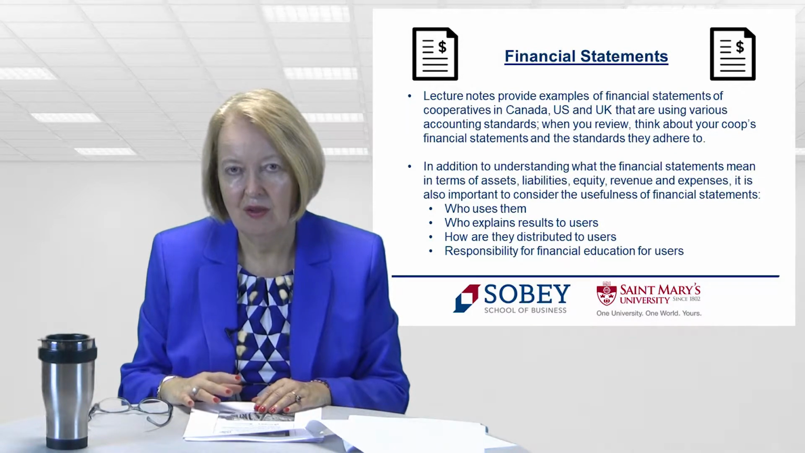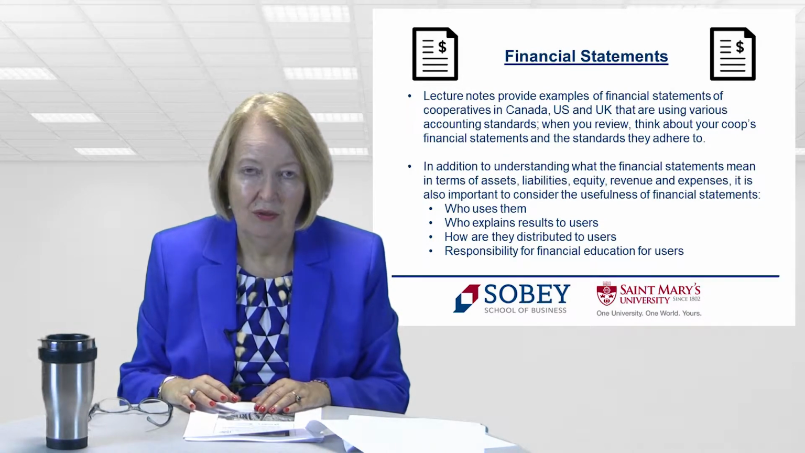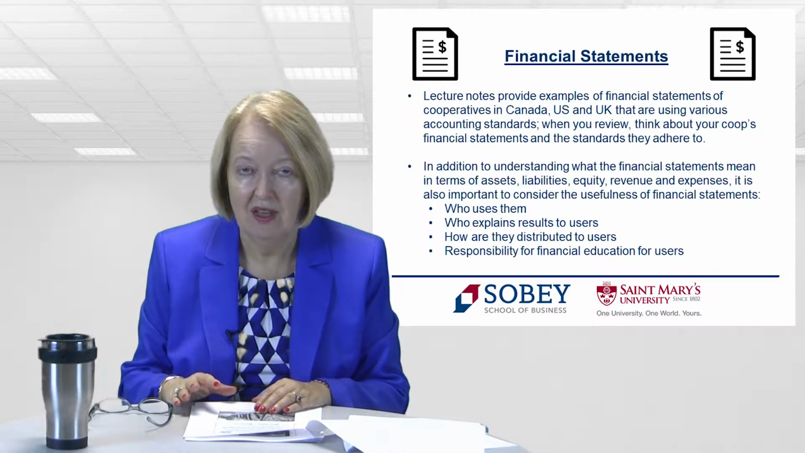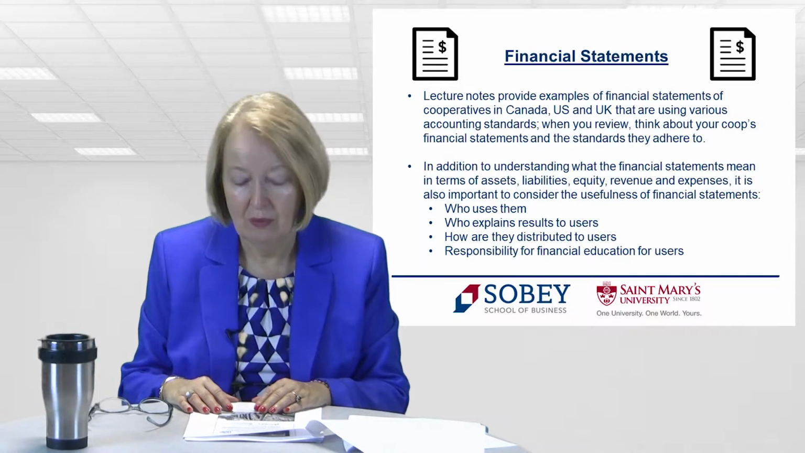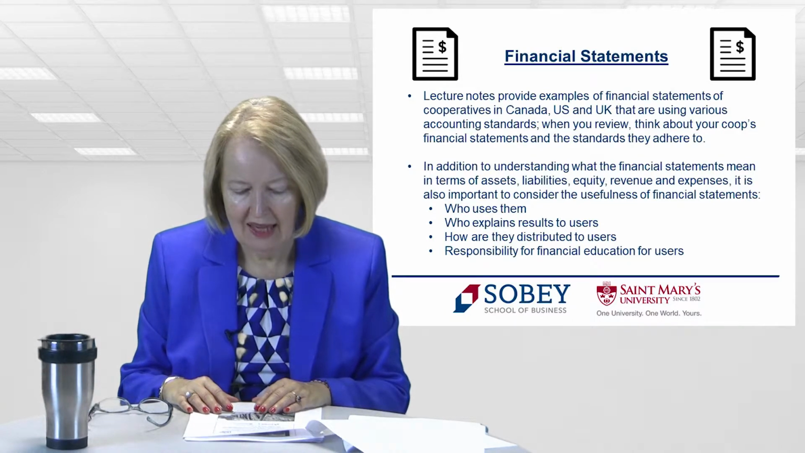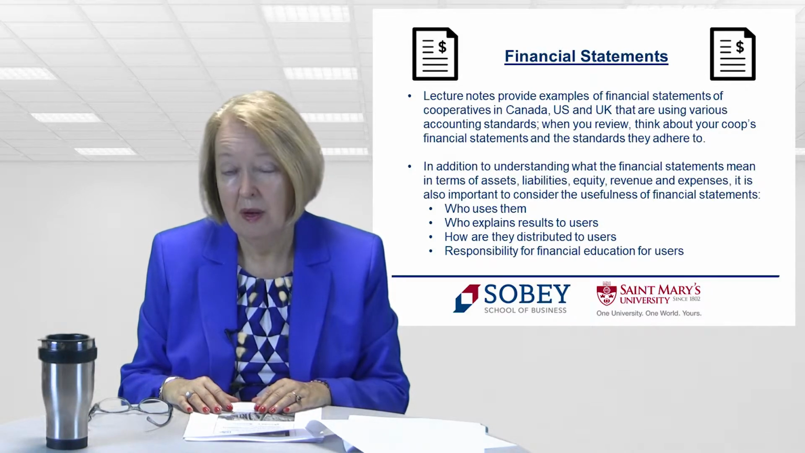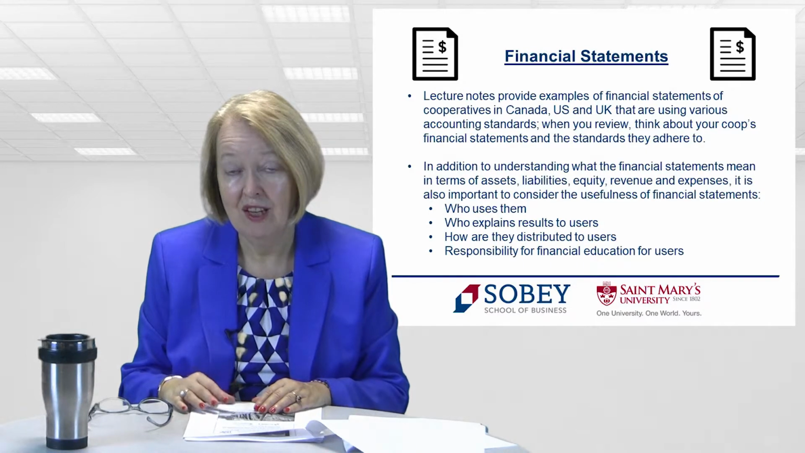So various cooperatives and credit unions would do a variety of things. Some would just issue annual financial statements. Others would do quarterlies and post them on their website. And also, you have to think about who's responsible for explaining the financial results to users. So who's responsible for explaining what the financial statements really mean?